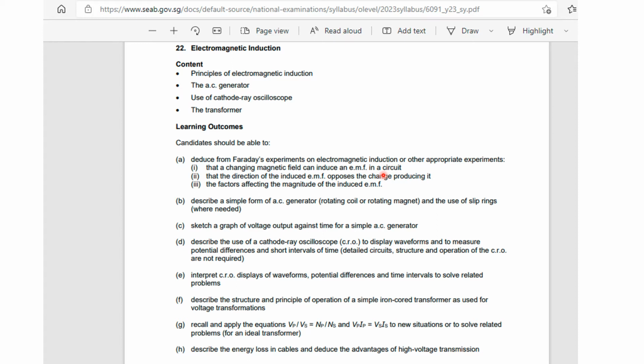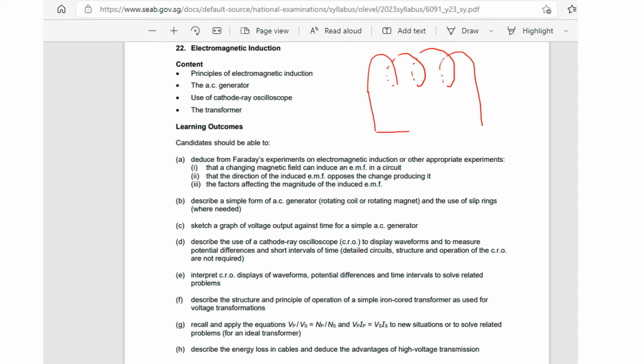If there is no change in magnetic flux or magnetic field lines linking a coil or a conductor, then there will be no induced EMF. In other words, if I put a magnet inside a coil, there will be no induced EMF. But if I were to move the magnet, then there will be an induced EMF. So maybe let me draw out a diagram. For example, I have this coil.